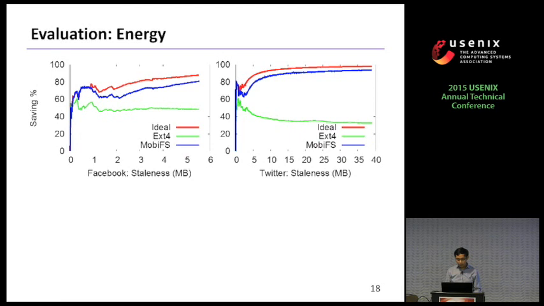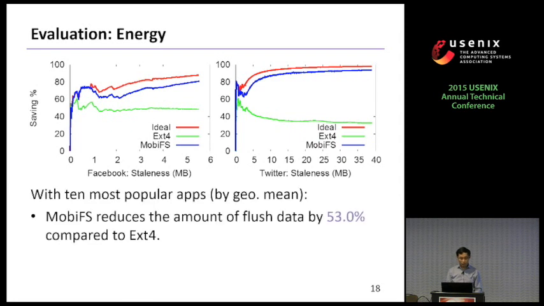The first figure is about the reduction of flash data size. The red ideal line shows how much we can coalesce data if we do not do any checkpointing. And we can see that ext4 loses a good chance to coalesce data. That means to save energy consumption.